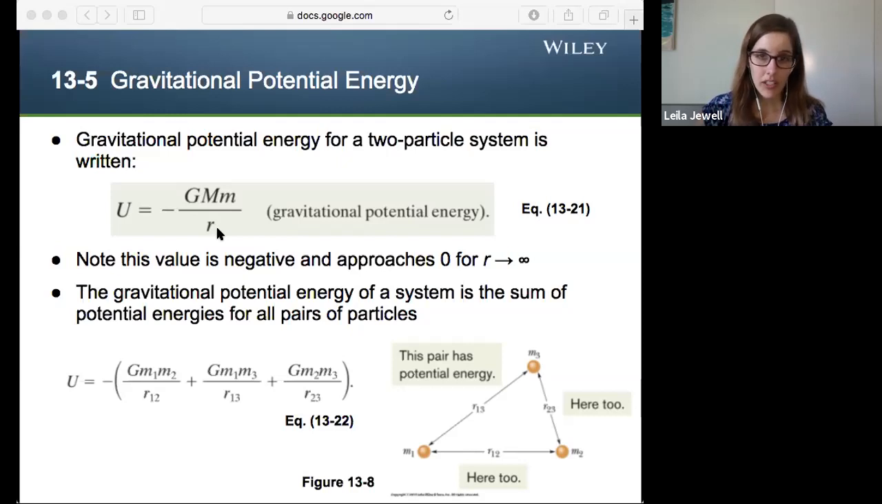It looks a lot like our force equation with a couple differences here, right? The r is not squared. This is r to the first power, or -1 power since it's in the denominator. And note that it's negative.